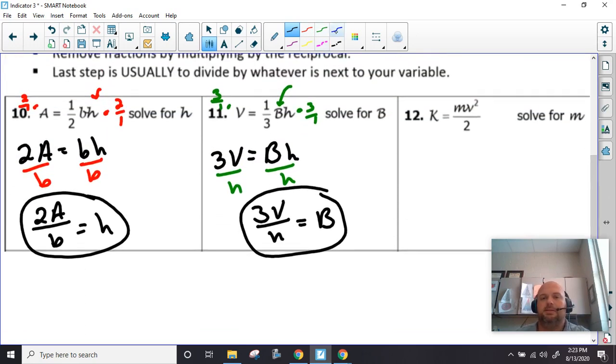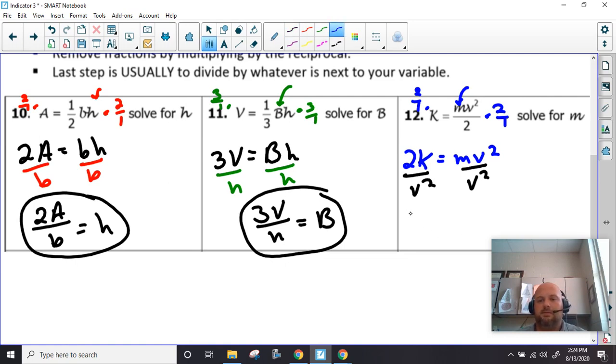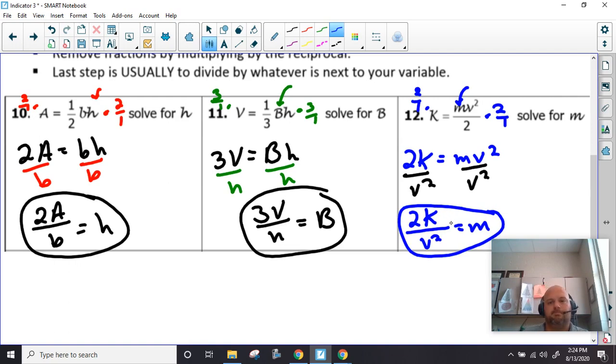All right, this one has a little bit more layers. We're solving for m. M's right here. Multiply by 2 over 1. All right, so 2k equals m v squared. Now this is being multiplied. So opposite of multiply, divide. So I have 2k over v squared equals m. Okay, peel back the layers.